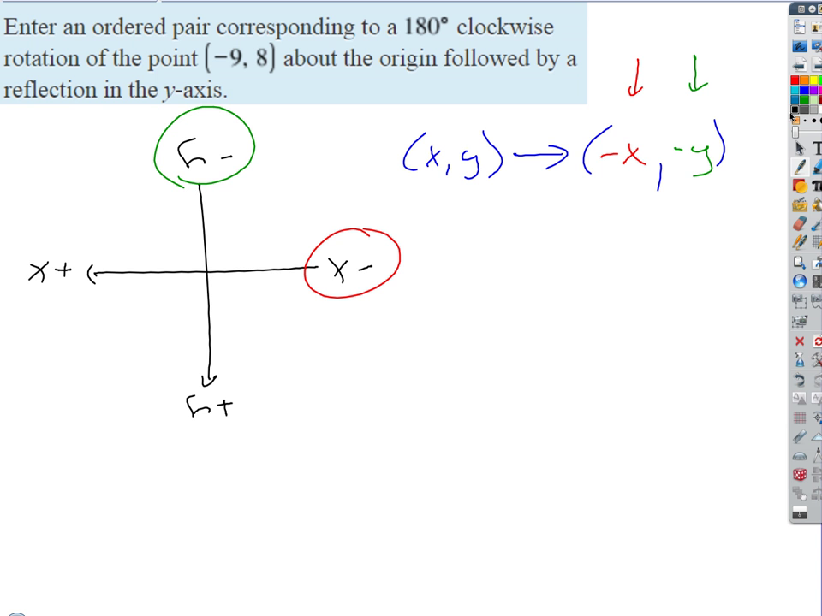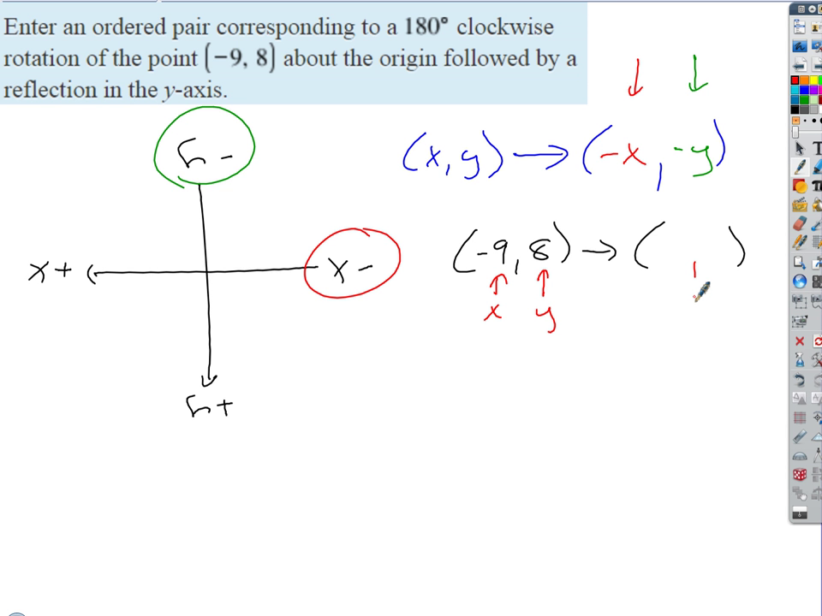And so for our specific case here, we've got the point (-9, 8). What's that going to become? There's my x, and there's my y. We'll just follow the rule. What are we going to get?